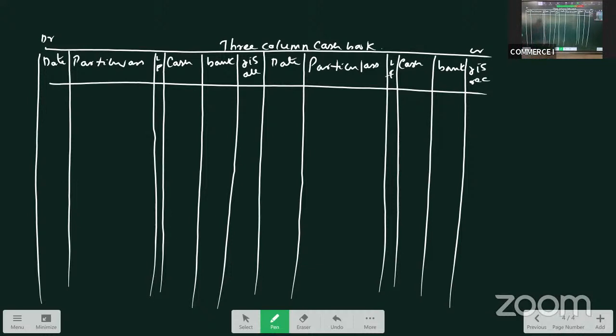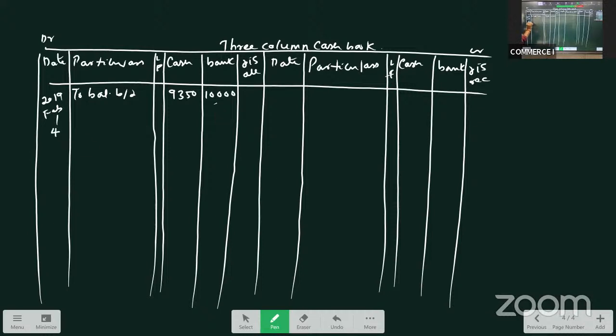So we have opening cash balance and bank balance. Both are debit balances. 2019, February 1, balance brought down. What is the cash balance given? 9,350. Bank balance is 10,000. Cash balance is 9,350.